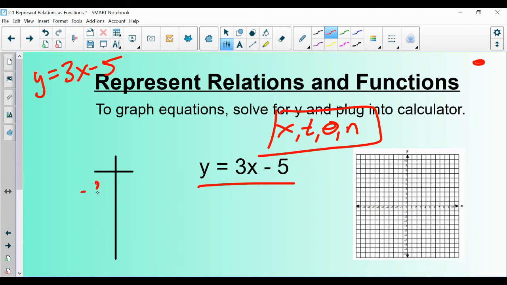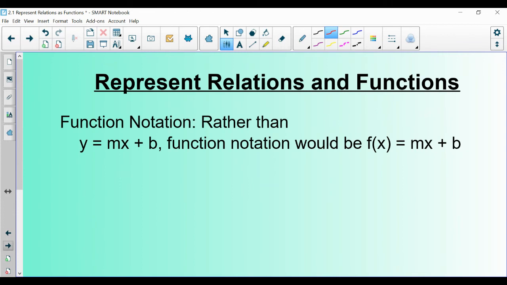We could either plug in -2, -1, 0, 1, and 2 for x and see what you get out for y. Or if we remember slope-intercept form, -5 is the place that you start on the graph. And then you could rise 3 and run 1 from there. 1, 2, 3, run 1. So that's a quick review of graphing. We'll spend more time with that later as well.